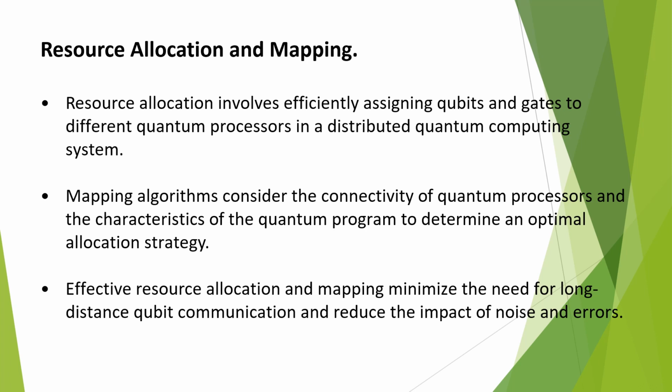Mapping. Here we are going to learn about mapping algorithms. Mapping algorithms consider the connectivity of quantum processors and the characteristics of the quantum program to determine an optimal allocation strategy. Effective resource allocation and mapping minimize the need for long-distance qubit communication and reduce the impact of noise and errors, which impact resources. These are the points for allocation and mapping.